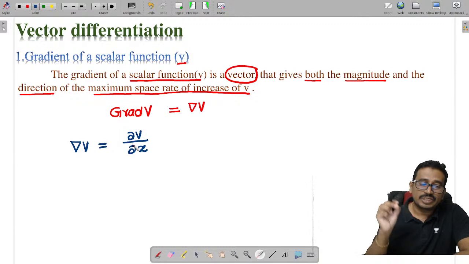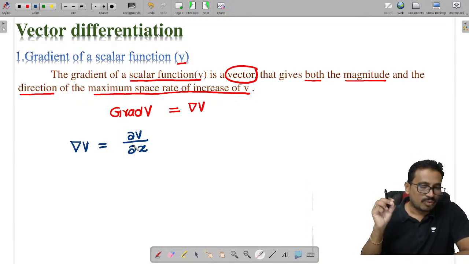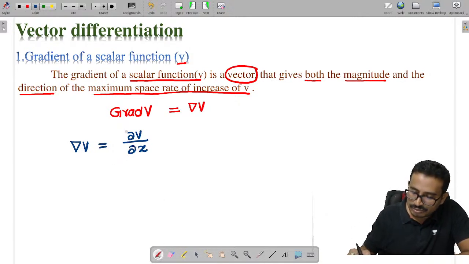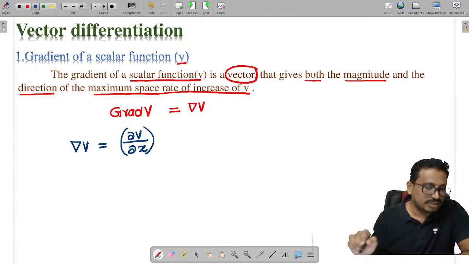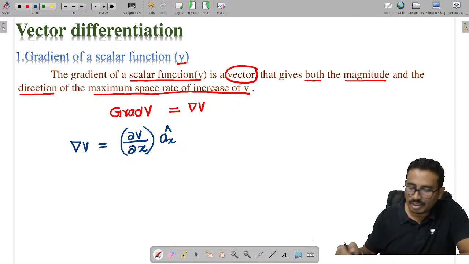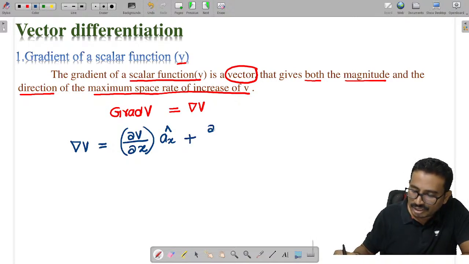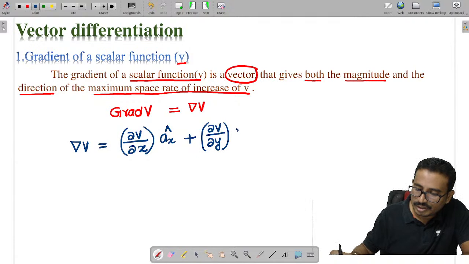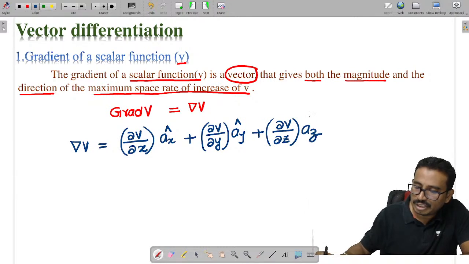Now what is the direction of this variation? This is the magnitude, and it is varying along the x direction. So we use its corresponding unit vector, ax cap. Similarly, the rate of change of V with respect to y is along ay cap. The rate of change of V with respect to z is along az. Tell me, all of you.